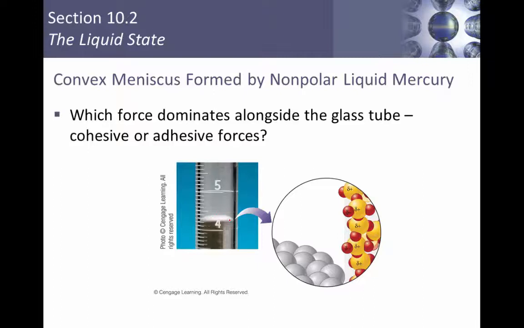meniscus within a graduated cylinder is convex, meaning it curves downward, because it's nonpolar. It's not attracted to the container surface, okay? It's more attracted to the forces within itself. So which force dominates? The cohesive force, and that's why we get this downward meniscus, okay?